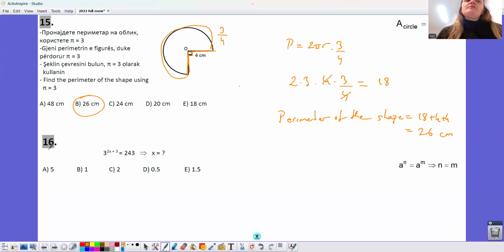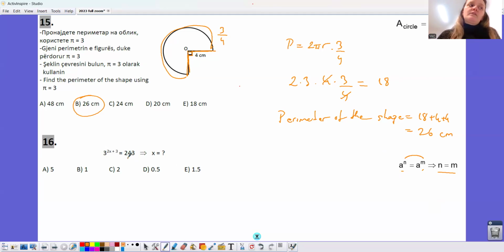Then, when we are coming to the 16th one, as you see, there is an exponential expression, and here we need to remember that if we have same bases, we can equalize the powers. If you have a to the power of n is equal to a to the power of m, then n is equal to m. So here I will try to write 243 as the base 3.